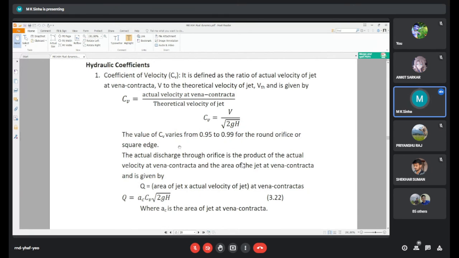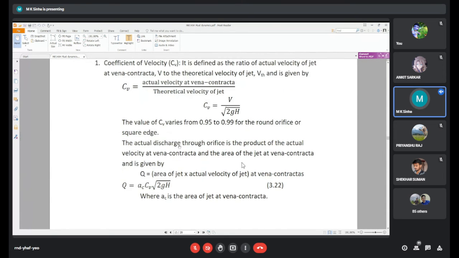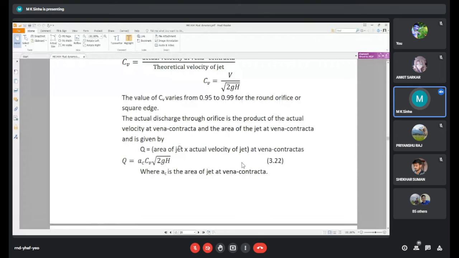So Cv varies from 0.95 to 0.99. Always remember, in a competition or in the exam, you may be confused. But the simple thing: Cv is maximum, approximately 100%. So Cv varies from 0.95 to 0.99, and it is valid for a round edge or square edge. In a competition, sometimes there is a mark for the round edge or something else. But for the round edge, it is the highest.